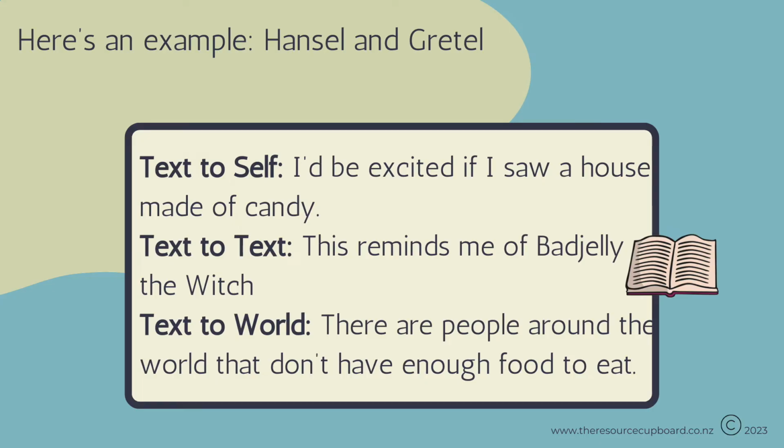Having read the text, I might make the following connections. Text to self. I can connect to Hansel and Gretel's excitement at seeing a house made of candy. I can imagine being excited by that as well. Text to text. This reminds me of another story, Bad Jelly the Witch, where the witch pretended to be friendly but wasn't. Text to world. I know that around the world there are people that don't have enough resources, just like Hansel and Gretel's family, and that this can impact on families.